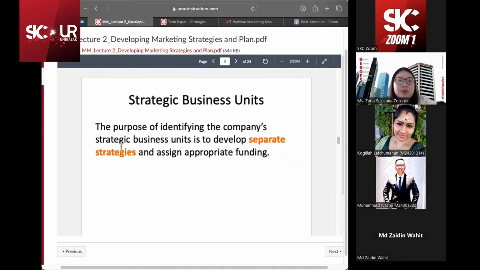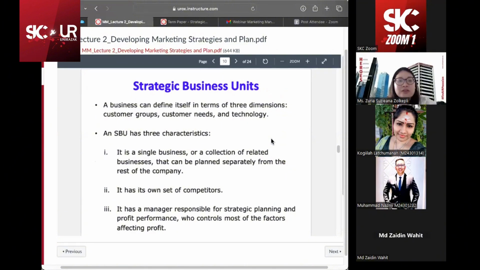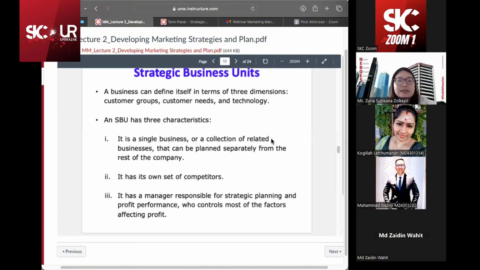So SBU, okay, the purpose of identifying the company's strategic business unit is to develop separate strategy and assign appropriate funding, right? One of the reasons, because we want to allocate the resources to this SBU. SBU has three characteristics. It is a single business or a collection of related businesses that can be planned separately from the rest of the company. It has its own set of competitors.